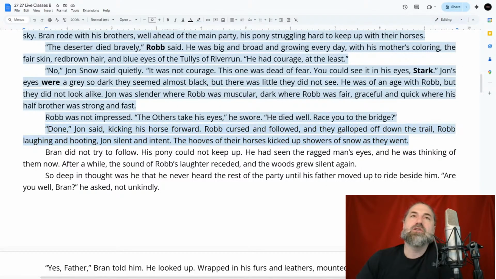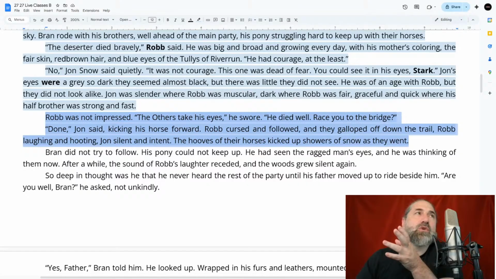"Done," Jon said, kicking his horse forward. Robb cursed and followed. Okay, so this is Robb's POV. And then they gallop off down the trail, Robb laughing and hooting, Jon silent and intent. Robb couldn't know this. The hooves of their horses kicked up showers of snow as they went. That's a nice shot.